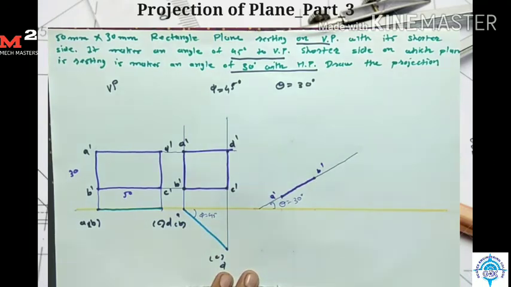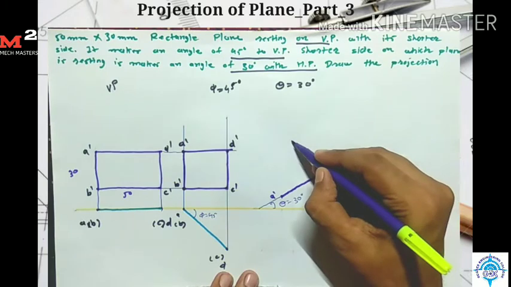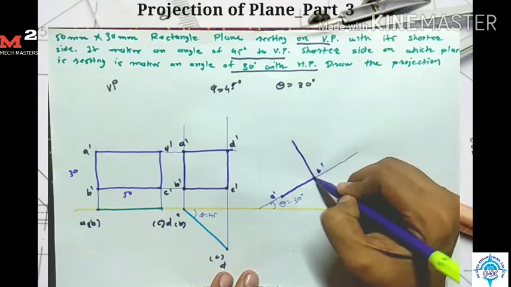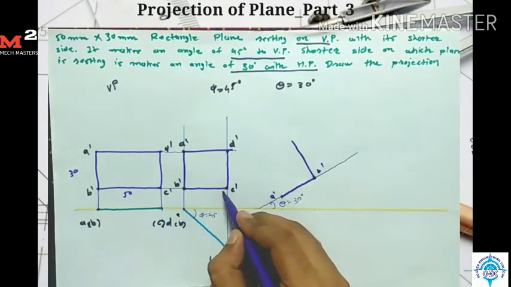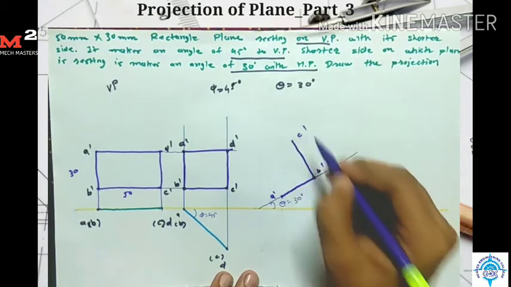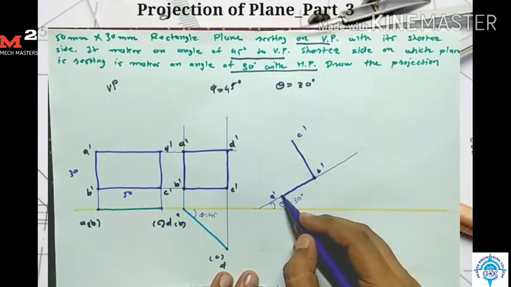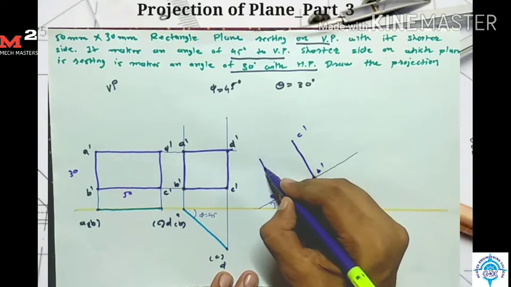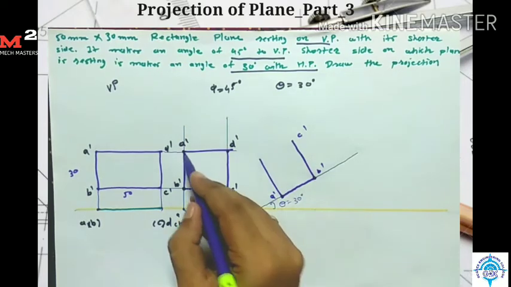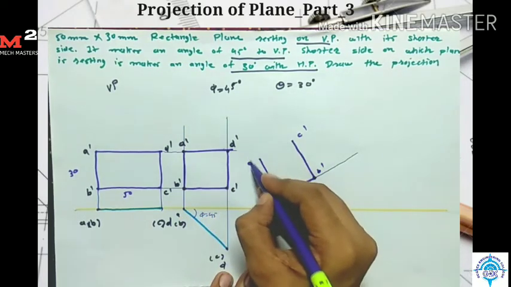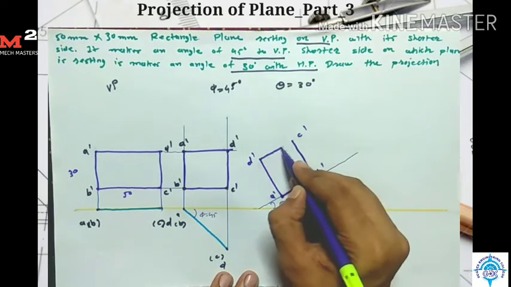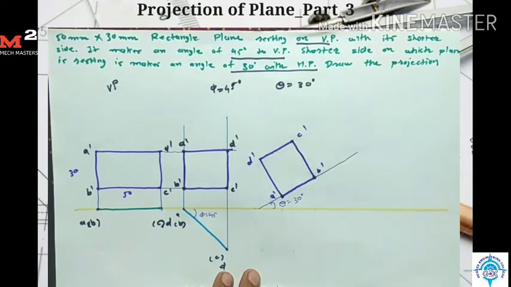Now I draw one perpendicular line here, of distance B dash, C dash, so here I get my point C dash. Similarly, from point A dash I draw another perpendicular line of distance A dash, D dash, so here I get my point D dash. After joining C dash, D dash, I get my front view for the third stage.